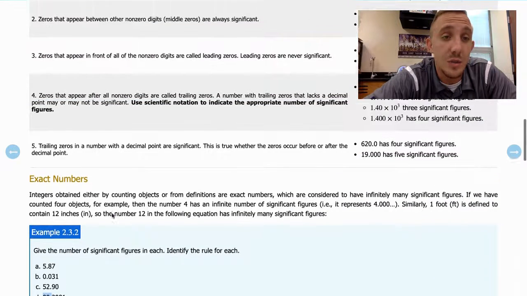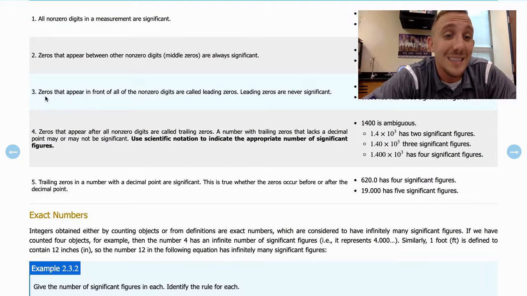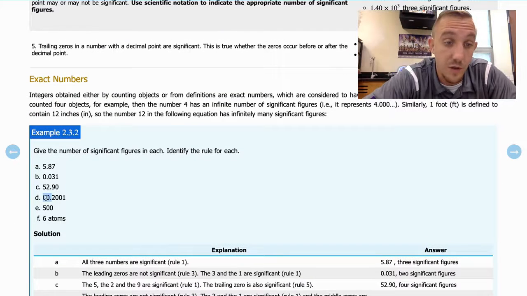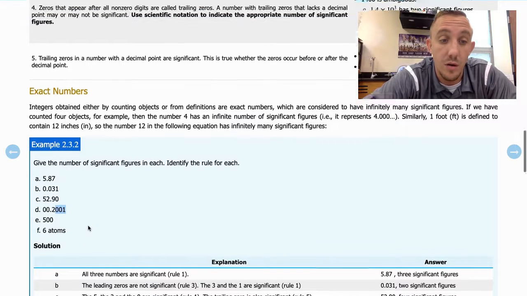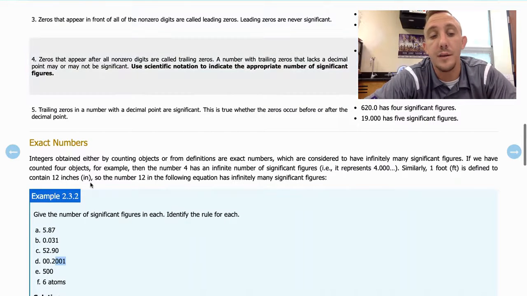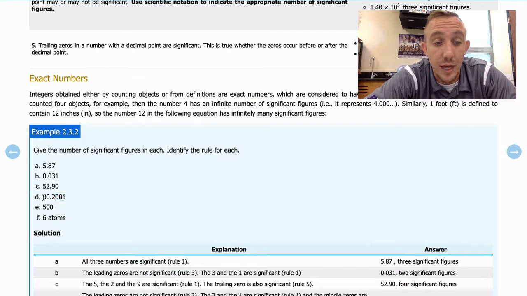Well, those leading zeros don't count because it says zeros that appear in front of a non-zero digit are called leading zeros, and they're never significant. Because they're in front of the number, they don't count. But these trapped zeros, zeros that appear trapped between 2 non-zero digits, are always significant. So these zeros don't count here, but the trapped zeros do. So for D, I have 4 significant figures.